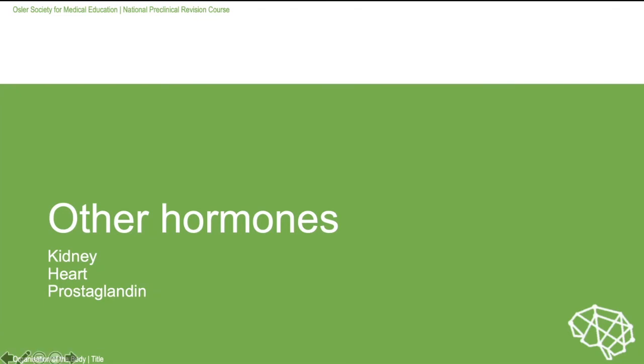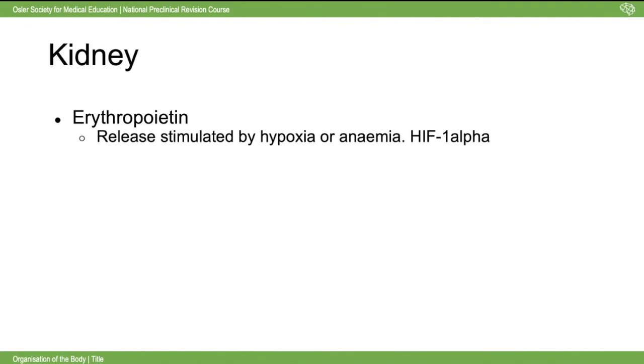And then the last few hormones that you need to know about, the kidney produces erythropoietin, and erythropoietin is released during times of hypoxia, and also its release is stimulated by anemia as well. And that's because when you have low oxygen levels you have high levels of this transcription factor, HIF1 alpha, or hypoxia-inducible factor. And that leads to the production of more erythropoietin.